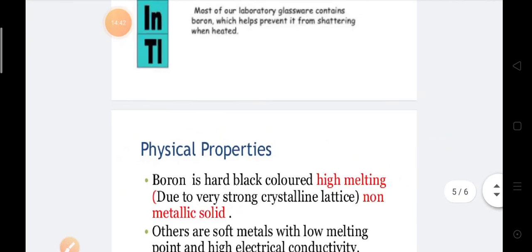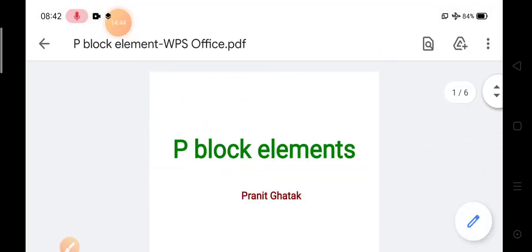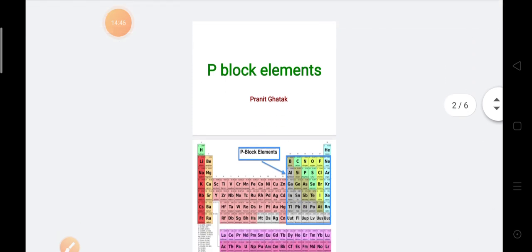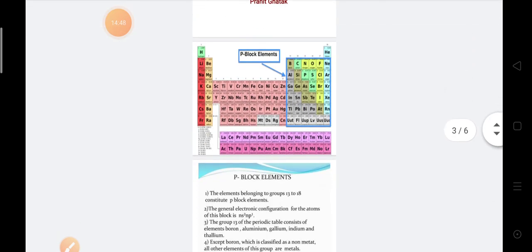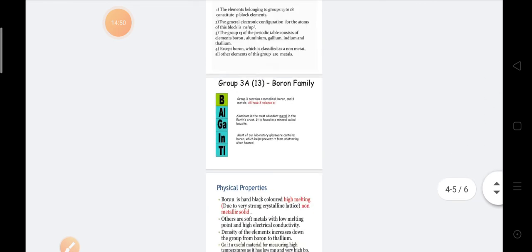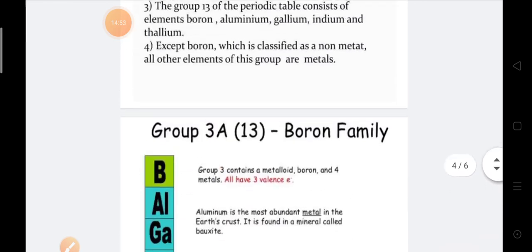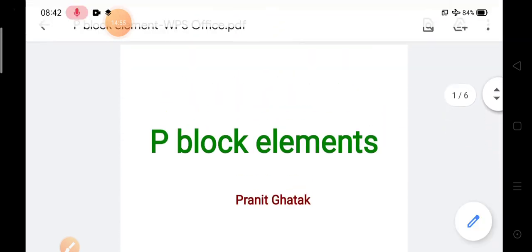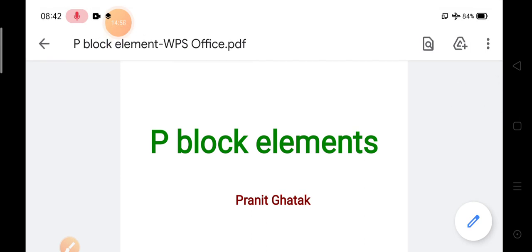So in this class we have discussed the introduction to the p block elements and also the physical properties of p block elements. In the next class we will start with the chemical properties of p block elements.